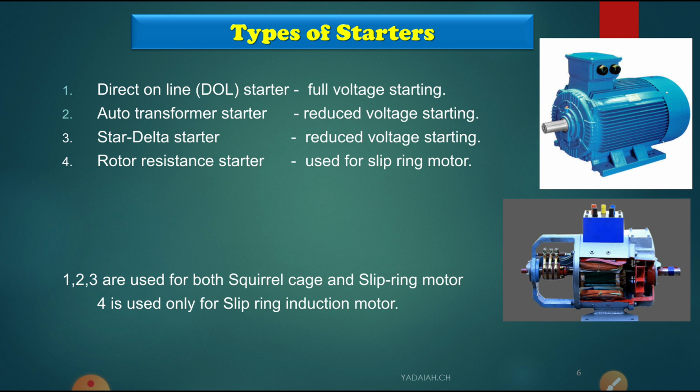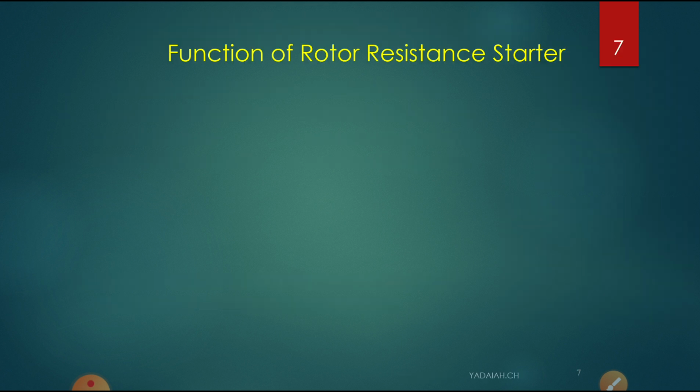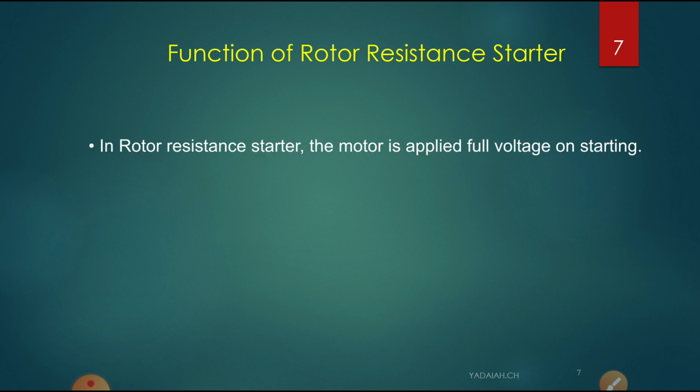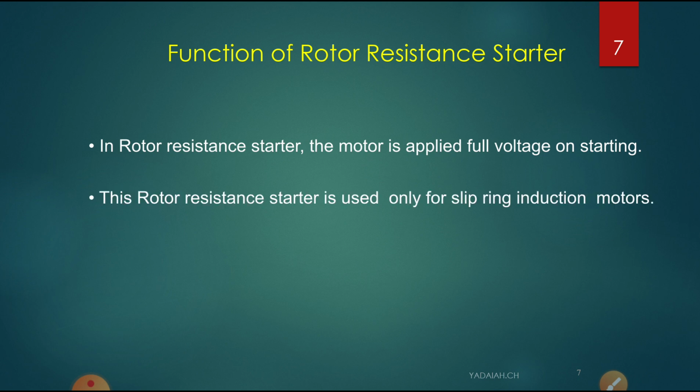Okay. So what is the function of the rotor resistance starter? In the rotor resistance starter, the motor is applied full voltage during the starting period. This starter is only used for slip ring induction motors. It is not possible to use it in a squirrel cage induction motor, where there is no slip ring provision.